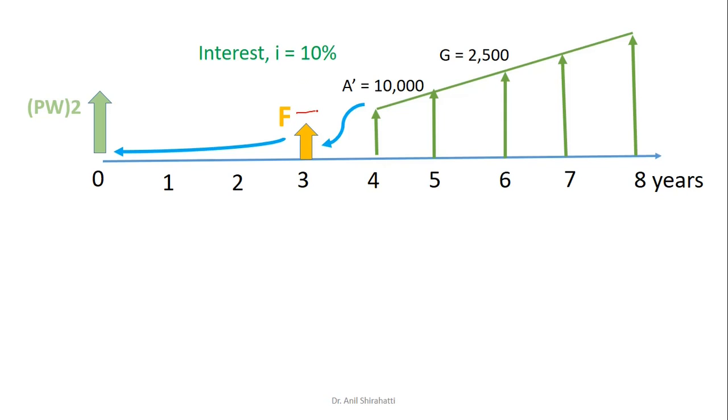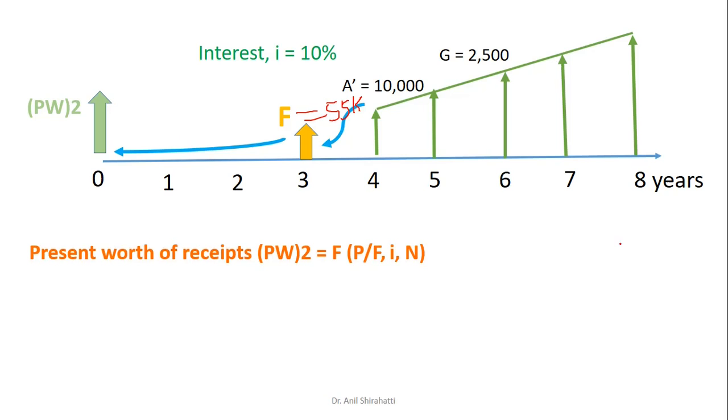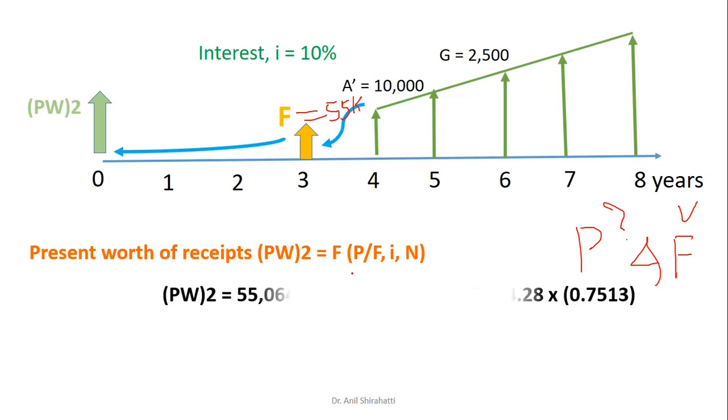So this value I got is around 55,000 something. Now I have to move this to the present value. That is the relationship between P and F, in which F is known to me, that is around 55,000, and this P I have to find. So that is 55,000 (P/F).